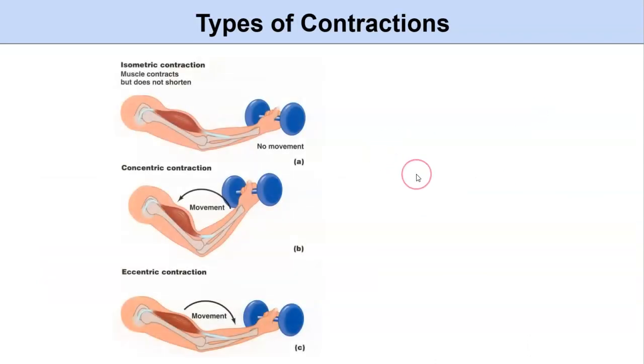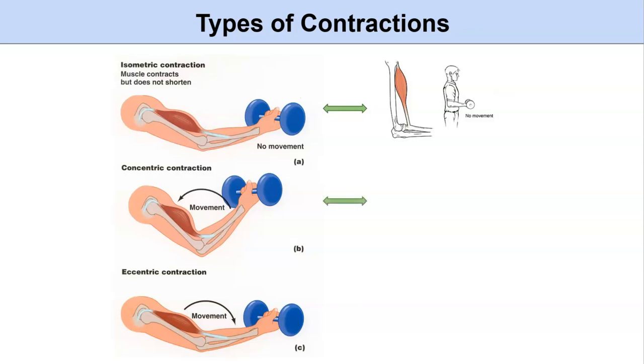So if we look at types of contractions, the isometric contraction is a contraction, but there's no movement. So again, an example of this is holding the dumbbell with, let's say, 90 degrees of elbow flexion and not moving. You're using the bicep brachii, there's no movement, isometric contraction.